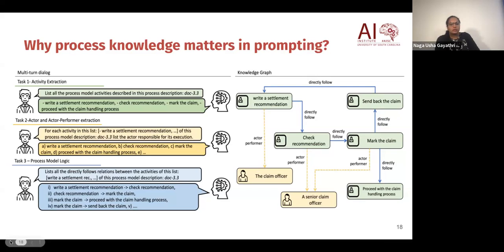And in the last step, the user asks for the set of temporal relations between the activities, and the answer adds relations, the arrows, to the knowledge graph. So here some insurance settlement is going on, and it starts with the activities, and who is responsible, until the settlement is reached.